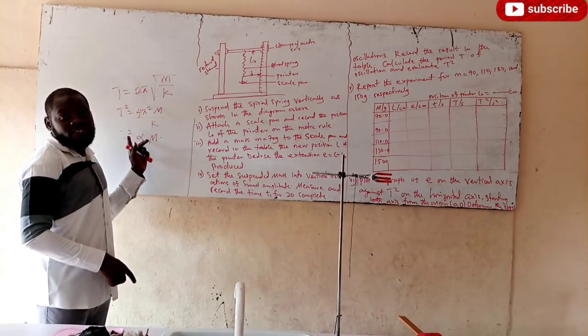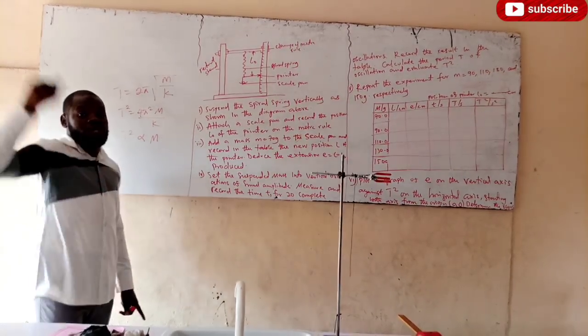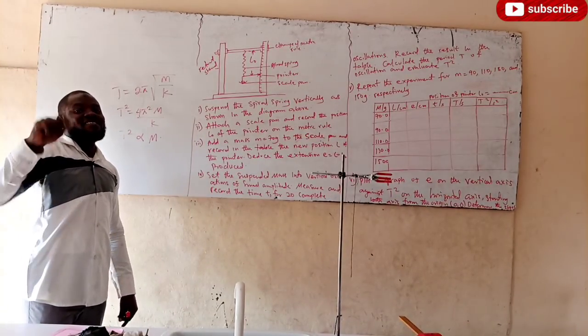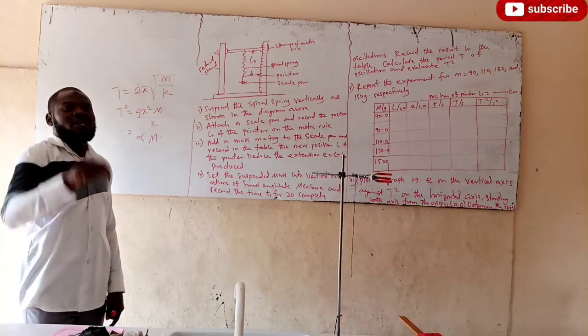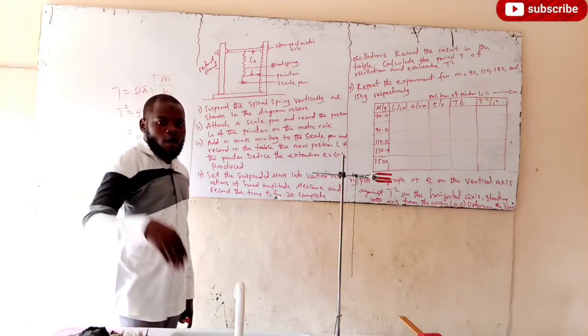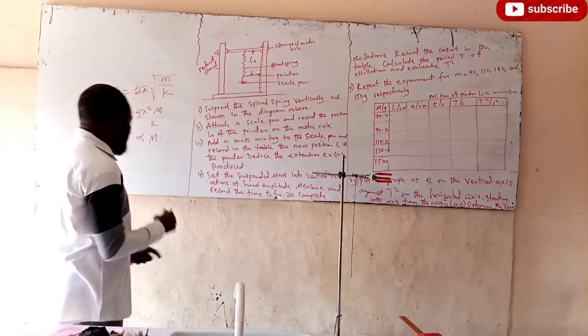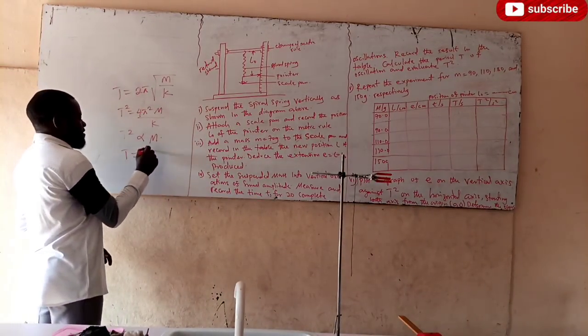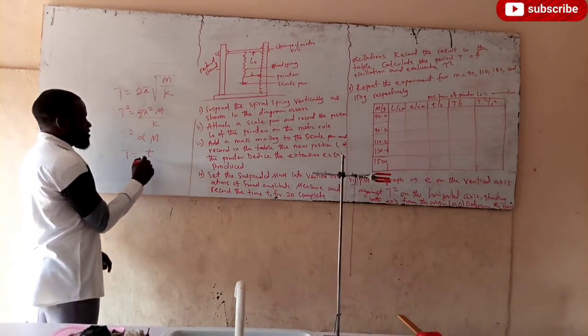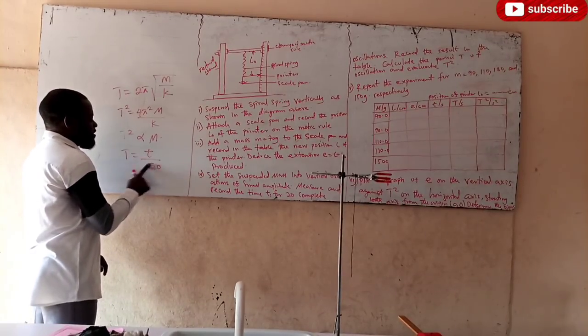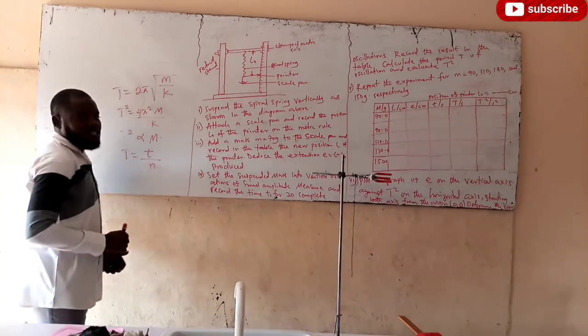And anything that makes T squared increase means the period has increased. Anything that makes the period increase means the time to complete the number of oscillations has also increased, since period is given as the time to complete the number of oscillations divided by the number of oscillations.